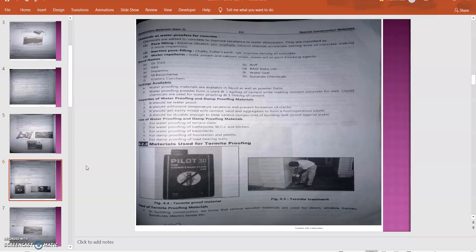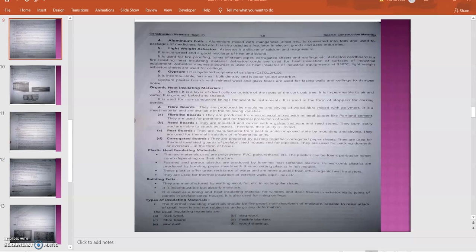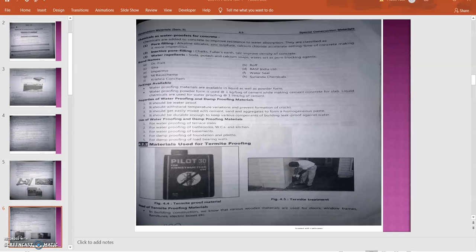First one is pore filling, which includes alkaline silicates, zinc sulfate, and calcium chloride, which accelerate the setting time of concrete, making it more impervious. Then inactive pore filling, that is chalk and fuller's earth. Third product is water repellents.